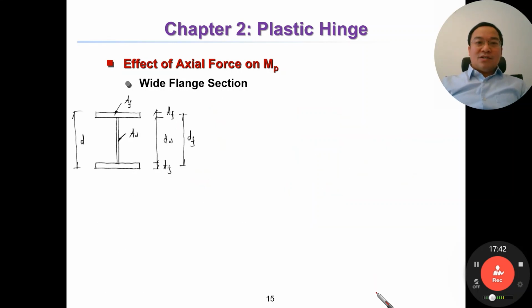Y flange section. This is the Y flange section. In the Y flange section, we have two parts. This is the flange, so for the flange we have AF, a section of flange, and AW means a section of web.